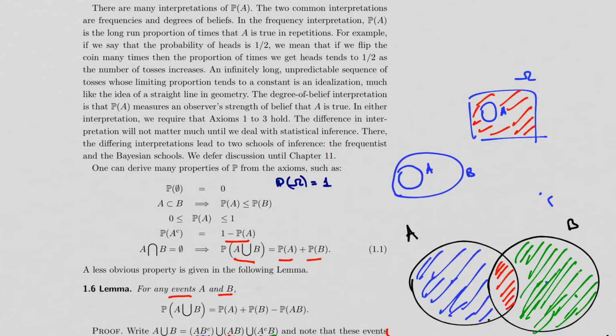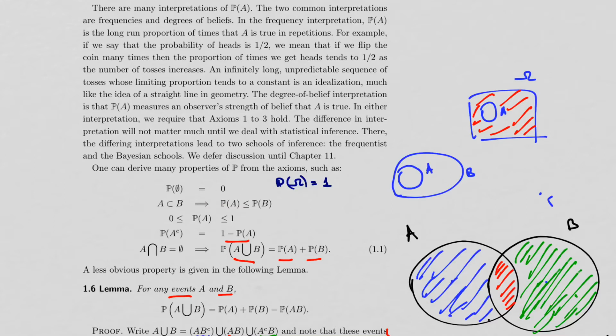So we can focus on deriving some properties using axioms. The first thing is probability of null set is 0. Why? Because probability of whole space is 1. That means, and the complement of this is going to be a null set, so nothing happens, so it is 1.